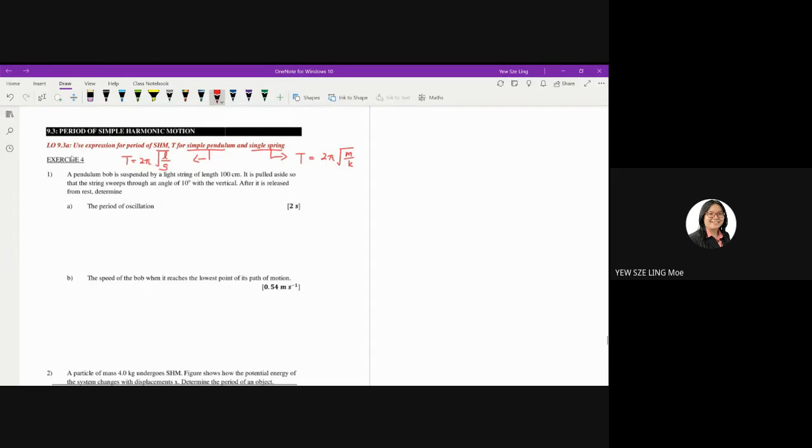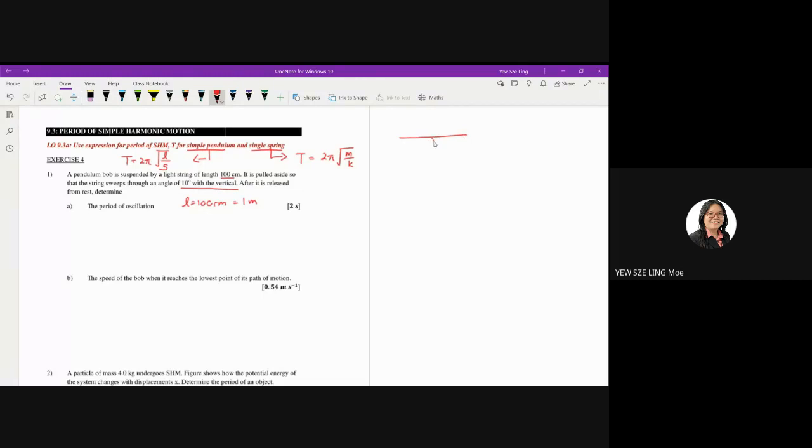Okay, now let's look at exercise 4. A pendulum bob is suspended by a light string of length 100 cm. So you are given length equals 100 cm, or okay, we say it is equal to 1 meter. It is pulled aside so that the string sweeps through an angle of 10 degrees with the vertical. Aha! One of you got this wrong. 10 degrees with the vertical.